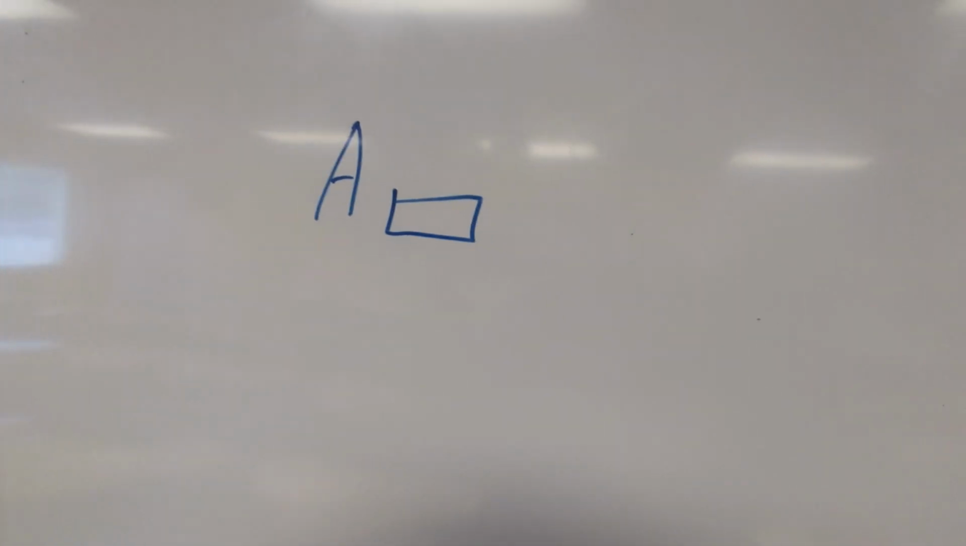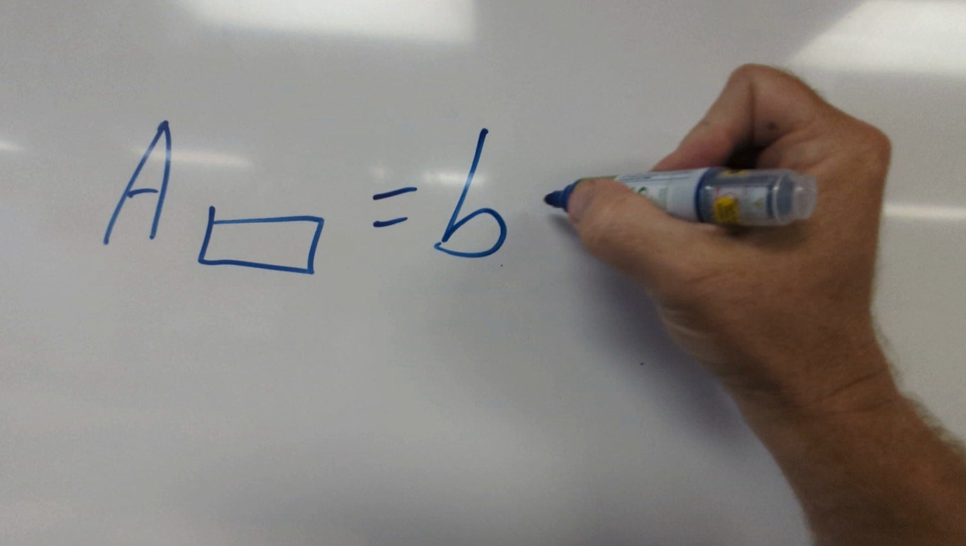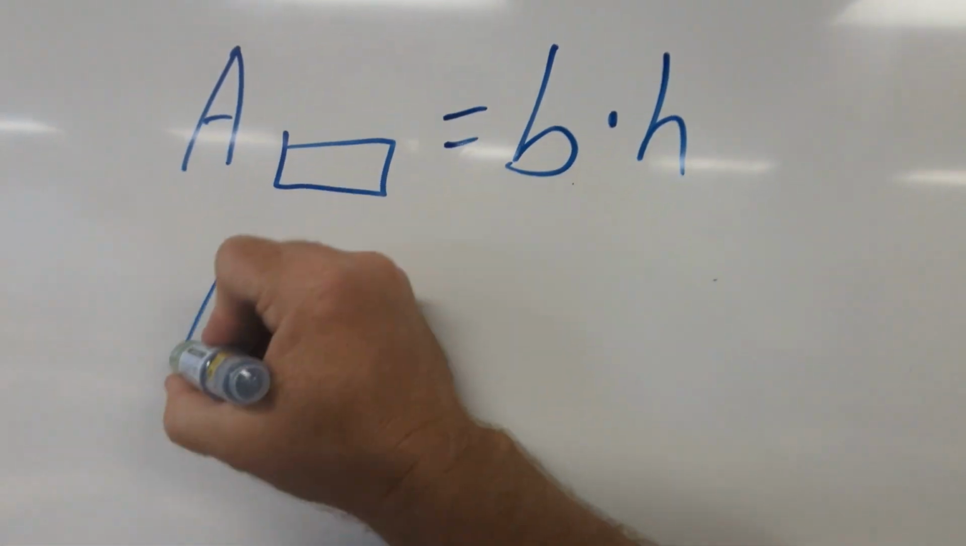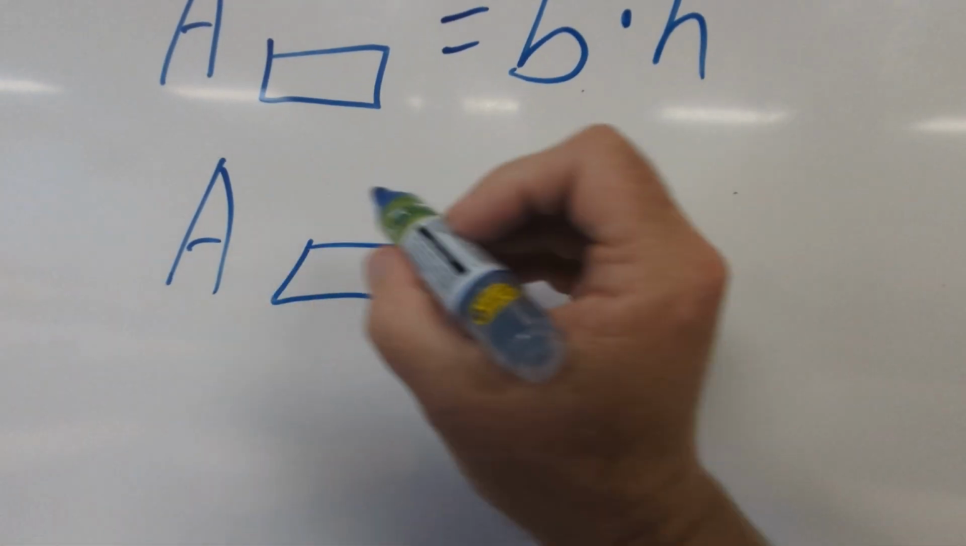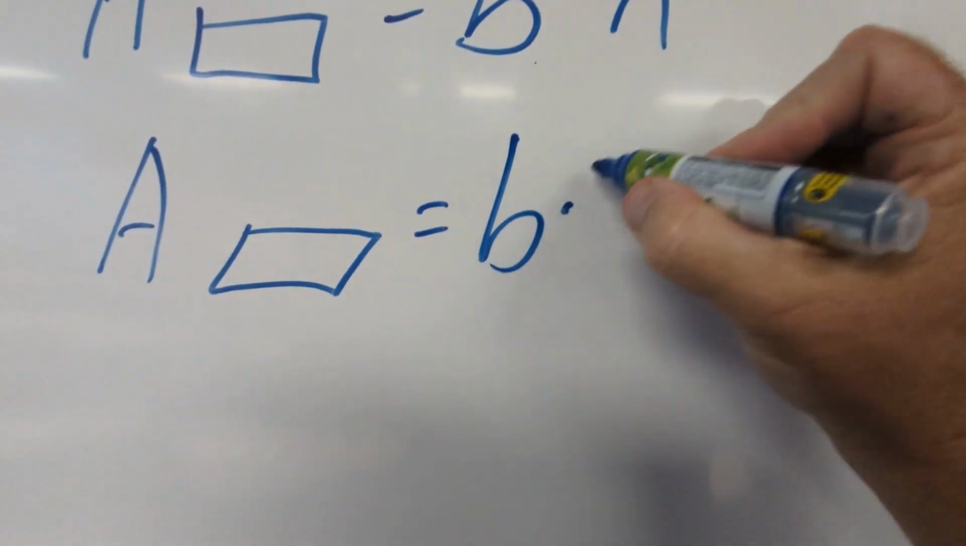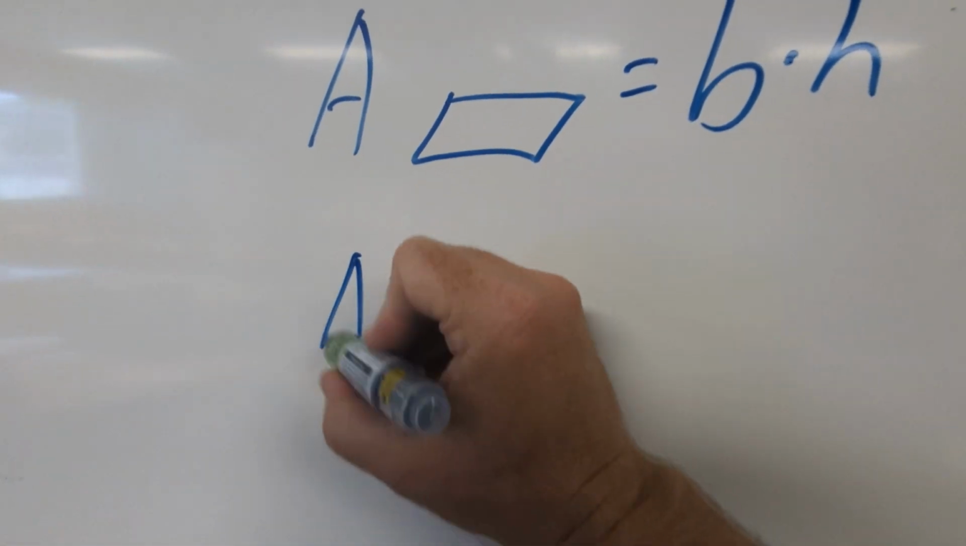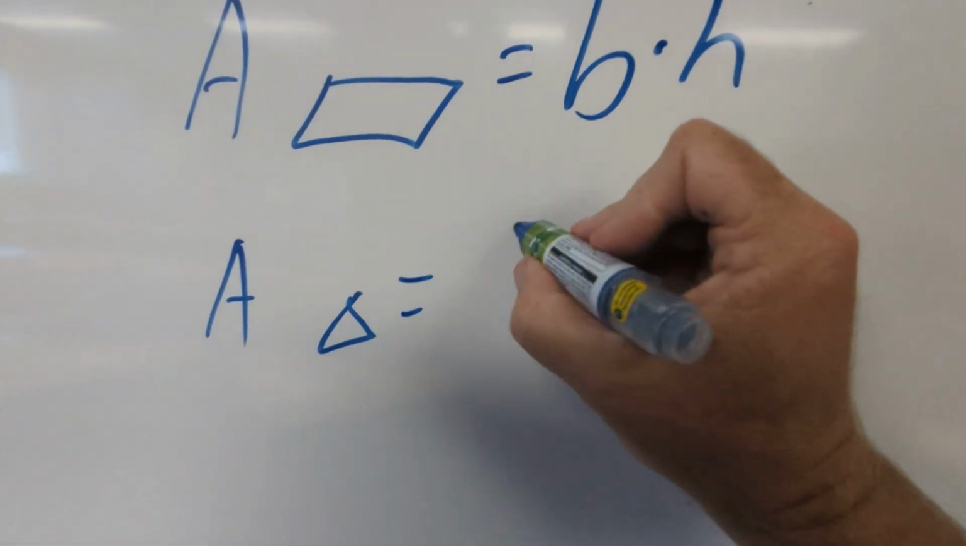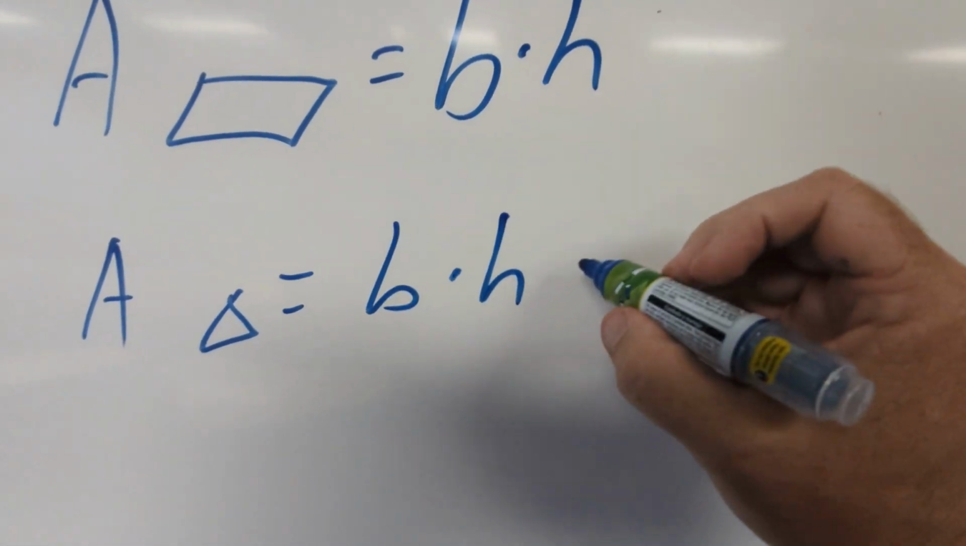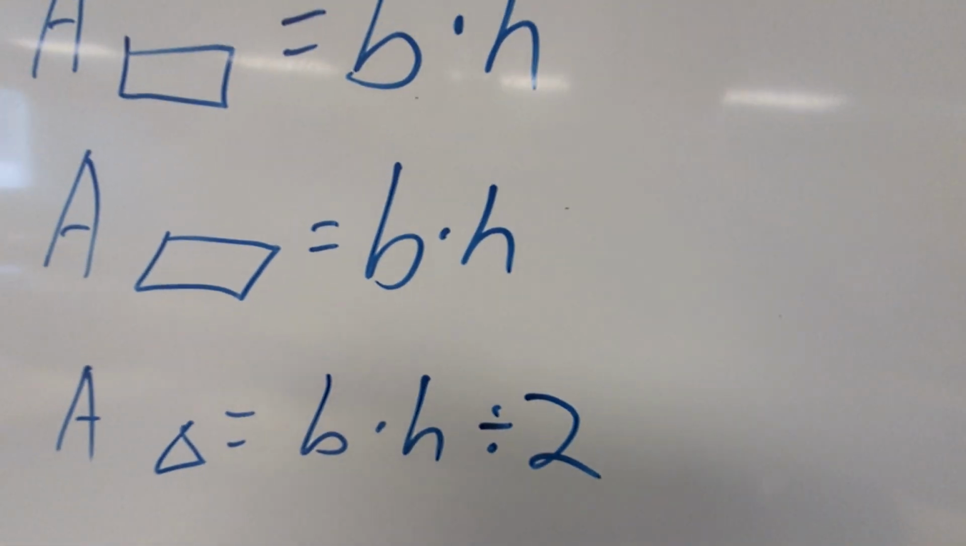Zoom out here, there we go. Area of a rectangle is going to be base times height. Area of a parallelogram is also going to be base times height. Area of a triangle is going to be base times height divided by 2. So how do we get these?